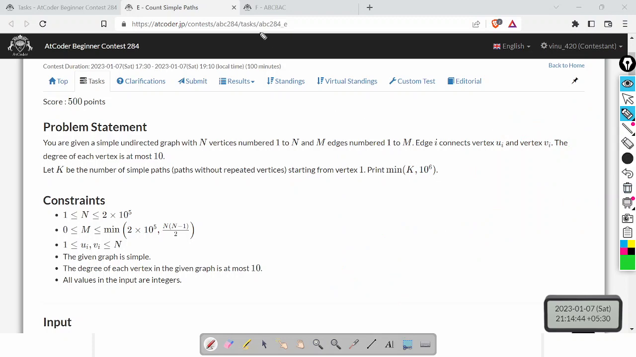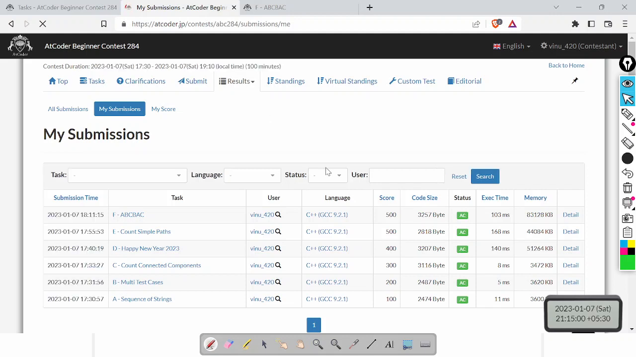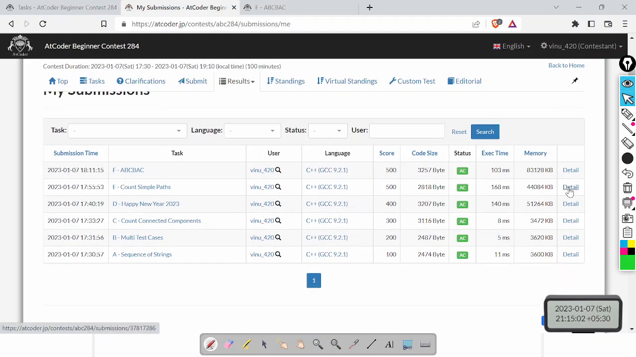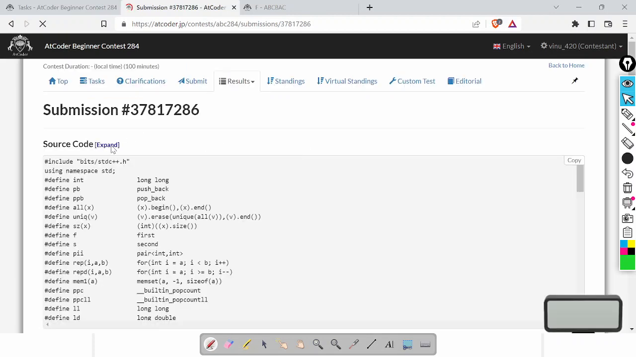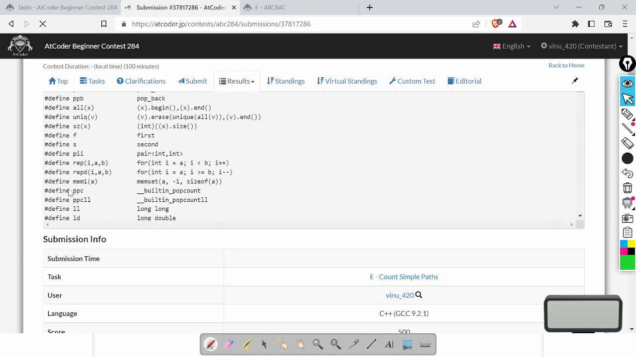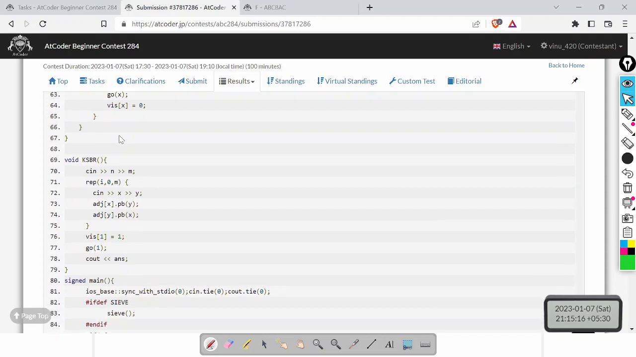For this we have to know recursion and how to write recursive code. We simply traverse the graph, and we must not get stuck in a cycle. For this we keep a visited array, because we can't go again to a visited vertex. So the code looks like this.